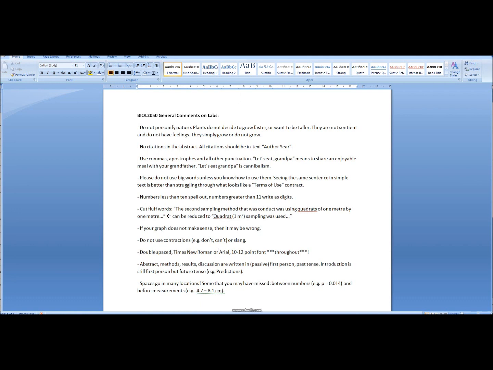So please look over that, make sure that it's consistent throughout, and that you're using 10 to 12 point font. I recommend using 12, but for some reason if you want to use a smaller font, you can use that, but it has to be between 10 and 12.